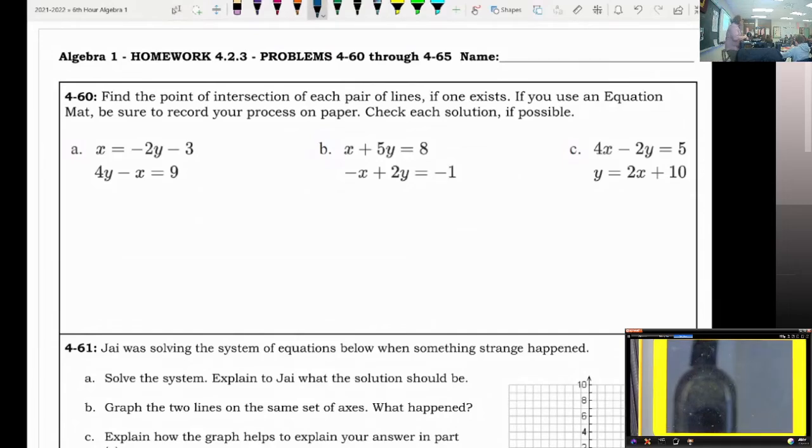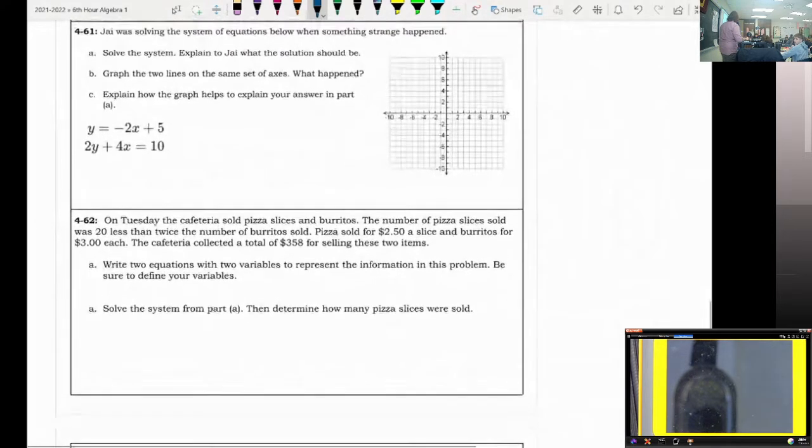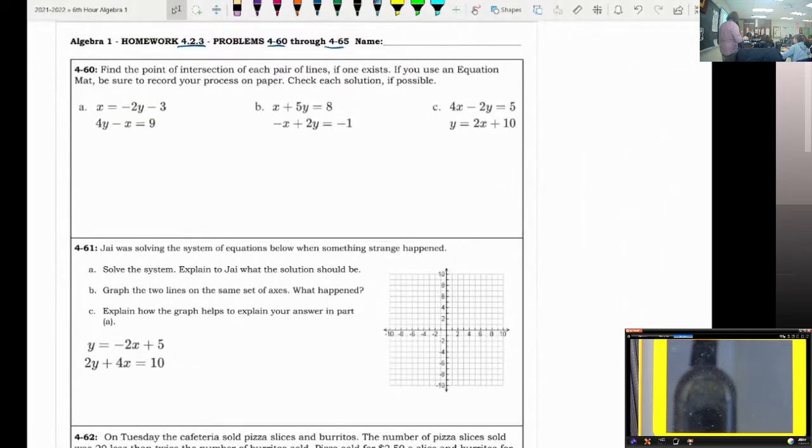We're doing this live with 6th hour right now. This is 4.2.3, problems 60 through 65. Let's just jump right into it. The whole first page of this is all systems of equations problems. And the story problem in 62 is kind of rough. So we're going to go a little fast through the easier examples in problem 60. But even then, 60C and 61 have a couple of teaching examples that we're going to talk about for a minute also. So let's just jump into it.